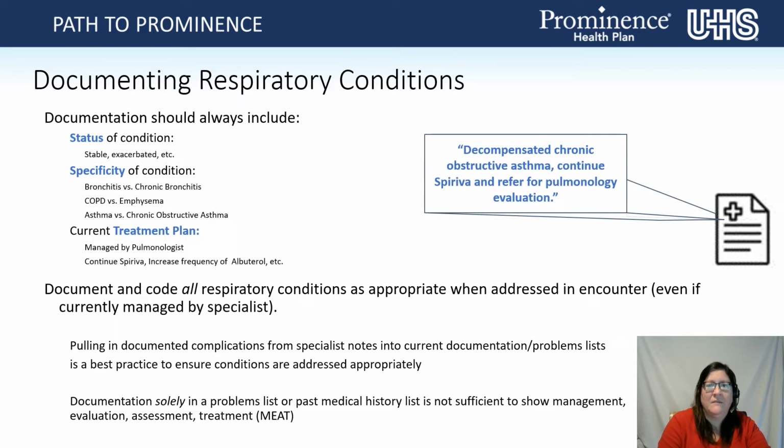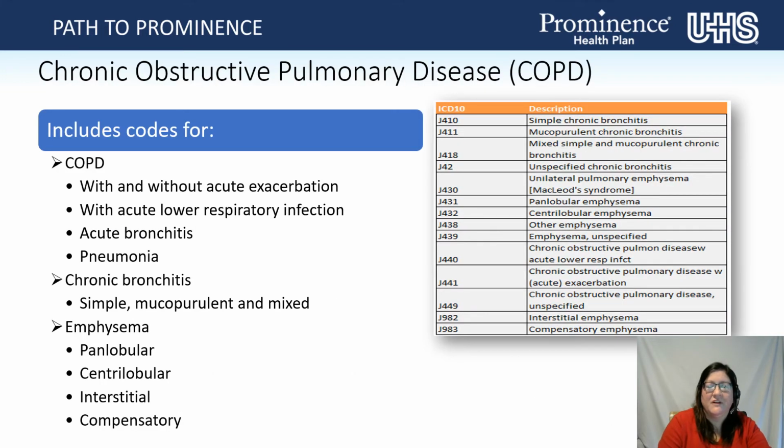That would meet the CMS MEAT criteria every time for risk adjustment data validation. This is just a table here on the right to show you codes for chronic obstructive pulmonary disease, or COPD, as it's commonly referred to. This category includes many codes for specificity.